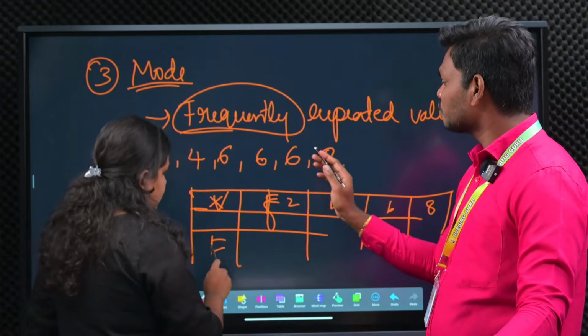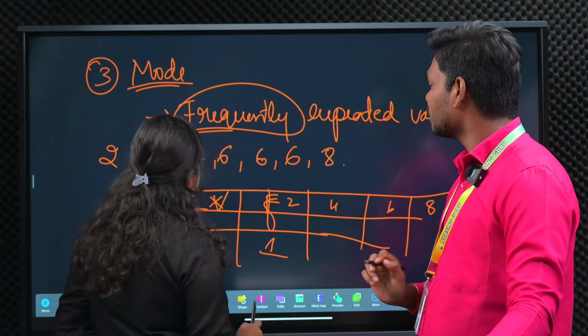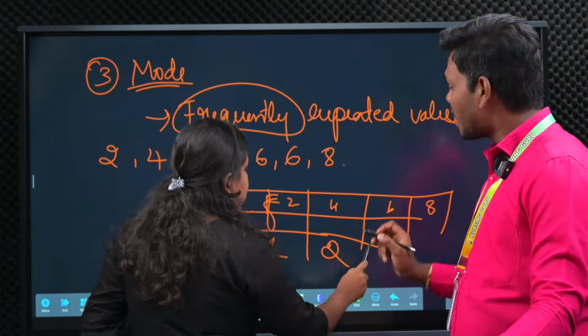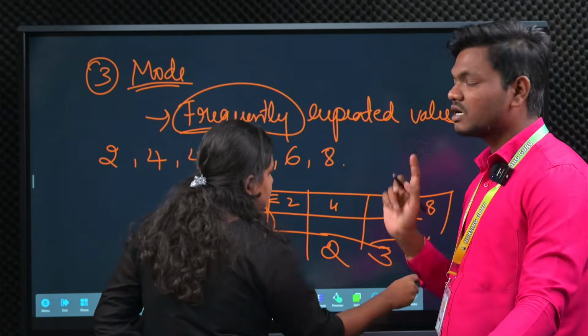So for 2, the frequency is 2 only once it appeared, so you will write 1. 4 comes 2 times, so you will write frequency 2. And 6 comes 3 times, you will write 3. And 8 also comes 1.